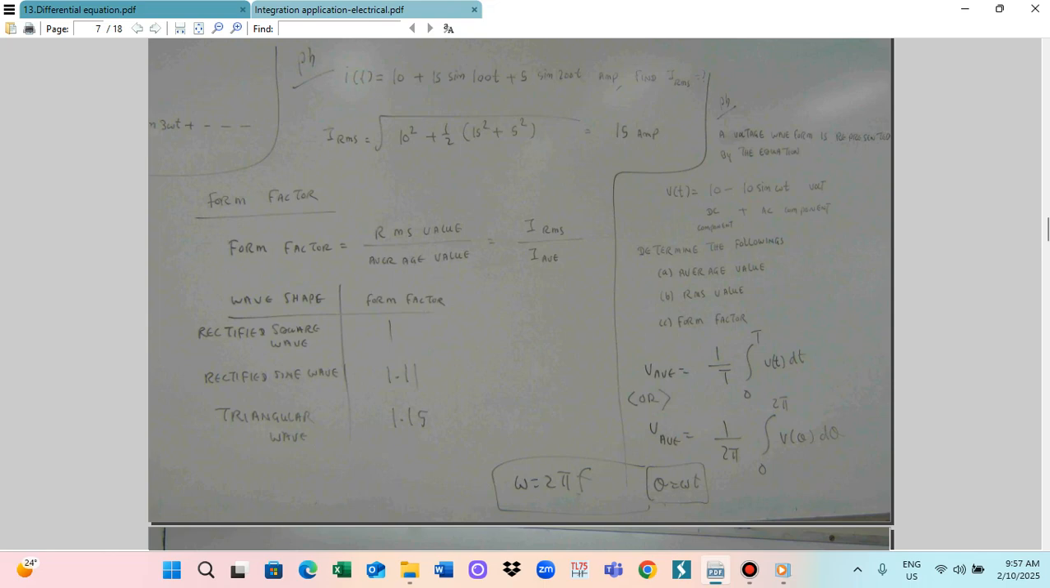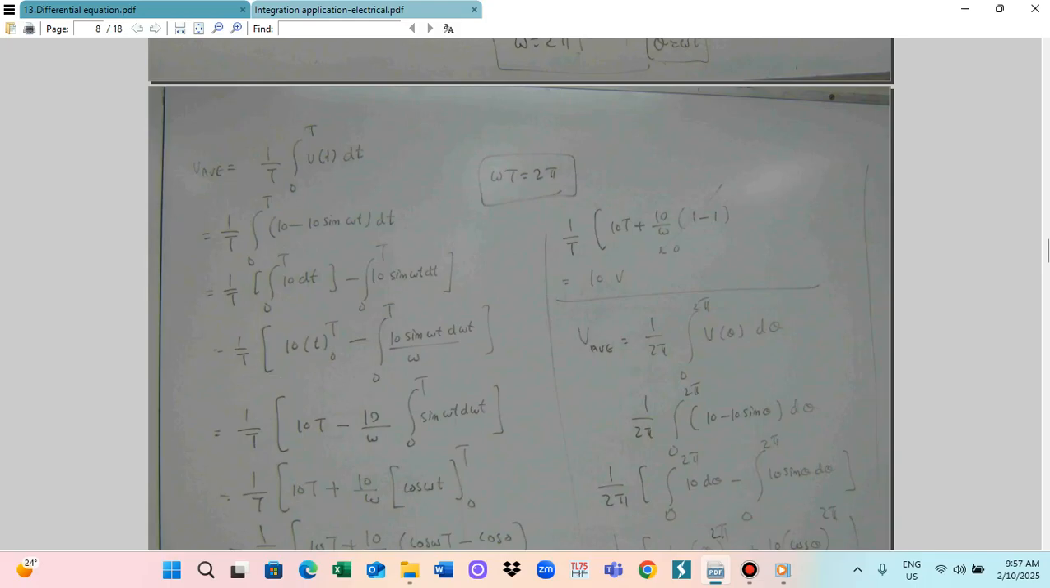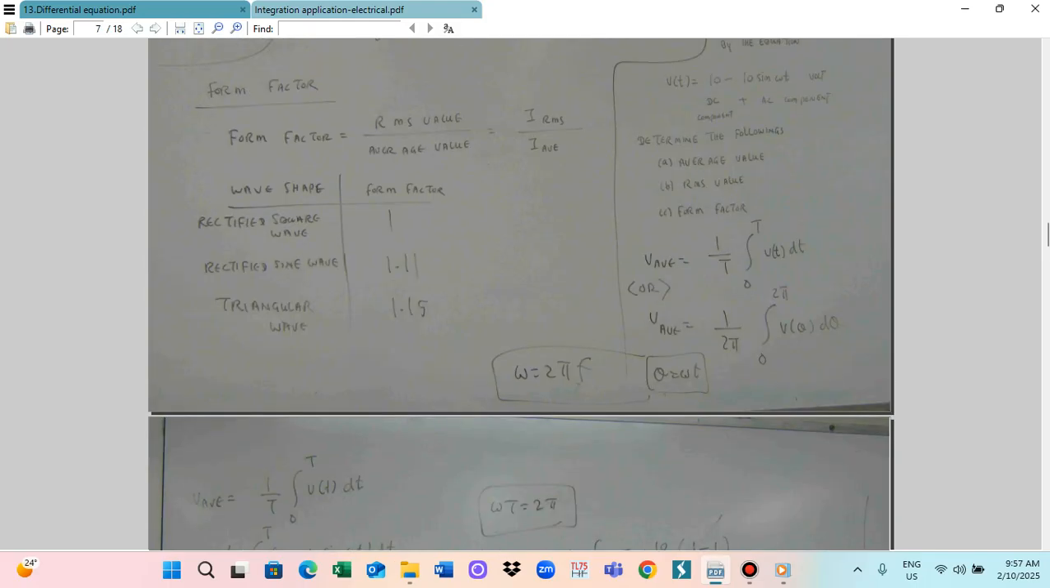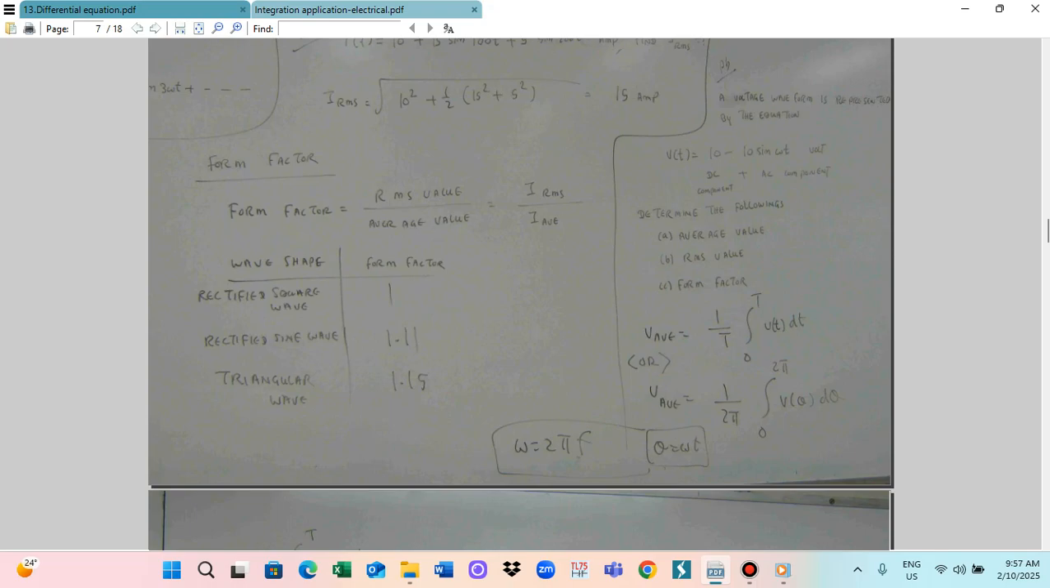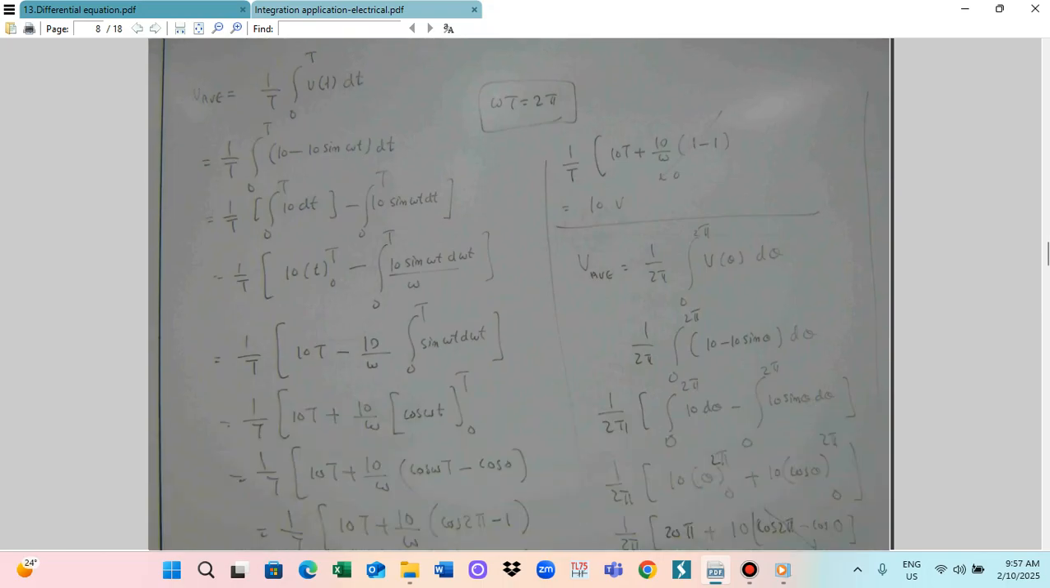Then first I will calculate using the two methods. In method 1, we use the average value: 1 by T integration 0 to T v(t) dt. Instead of v(t), you can now substitute the equation, which is the sine omega t expression. So we substitute it in place of v(t). Then we get 1 by T integration 0 to T of the expression in sine omega t, dt. So we go like this.